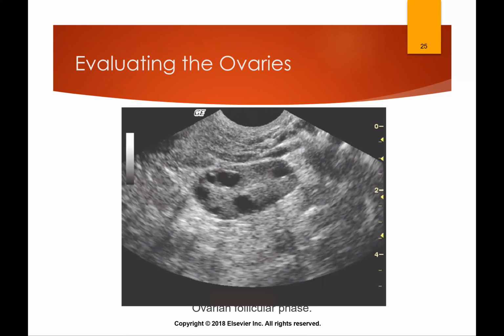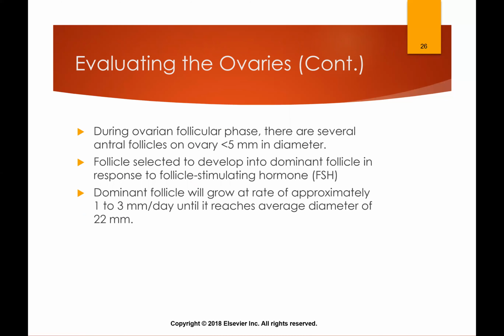All right, so now we're going to go to the ovaries. Of course, they're very important in the fertility process too. During the ovarian follicular phase, which is the first phase, if you remember, there are several antral follicles that are less than 5 millimeters. You might be asked to do an antral follicle count, so I don't want you to not know what that is. I want to talk to you a little bit about that.